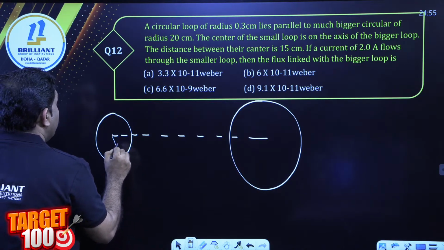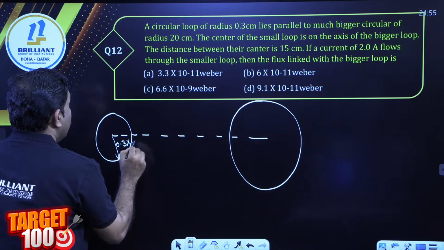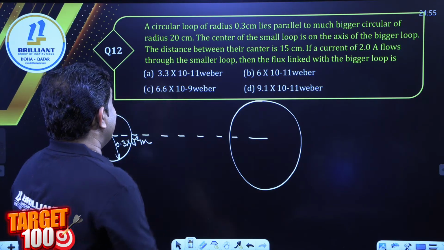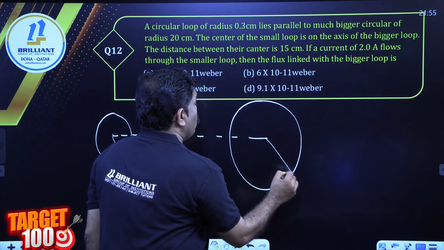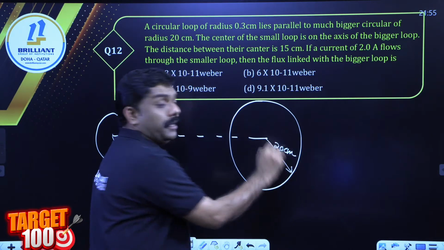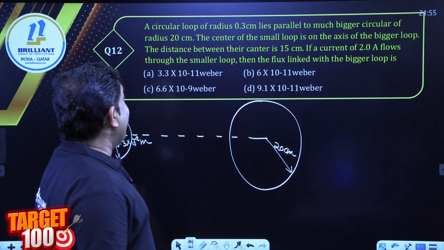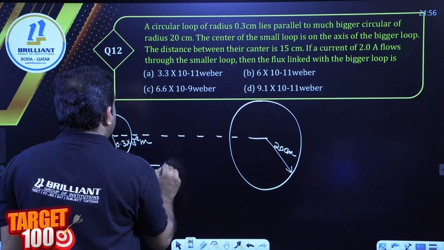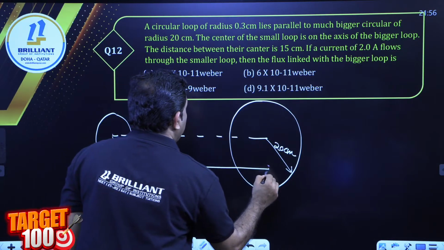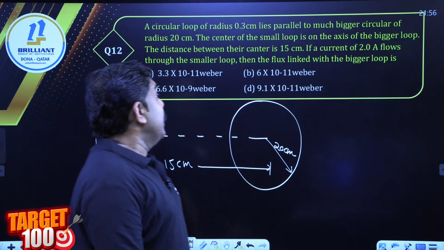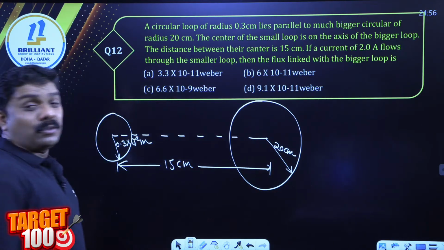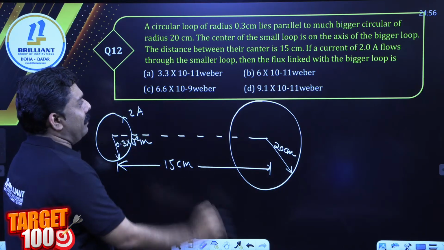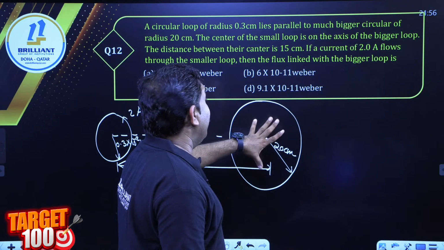So this radius is 0.3 into 10 raised to minus 2 meter, and the bigger loop's radius is given as 20 centimeter. And the next point, they are separated by 15 centimeter. Now, if a current of 2 ampere flows through the smaller loop, then what is the flux linked with the bigger loop?